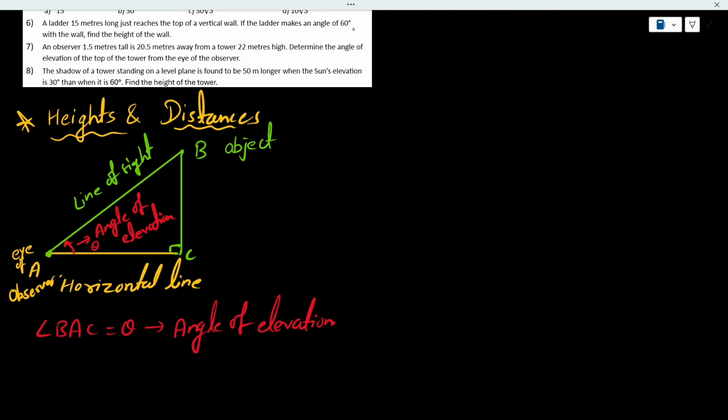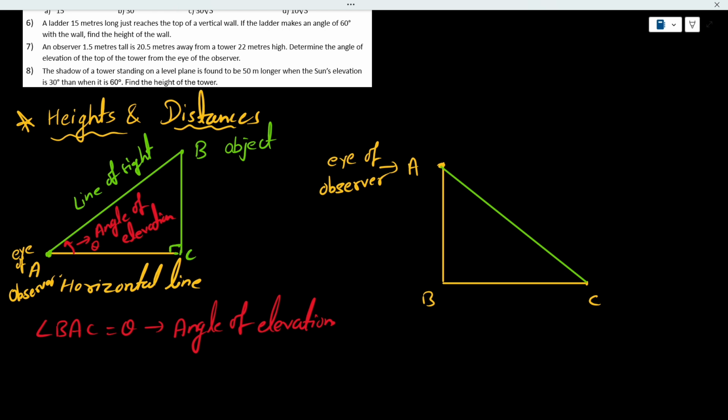Now similarly, if there is a building, if AB is a building and one person is standing here and from his eye he's looking at the ground where there is one car, at position C, right? Now the eye of the observer is here. It is not on the ground level, it is above ground level. This line from the eye of the observer is the line of sight.